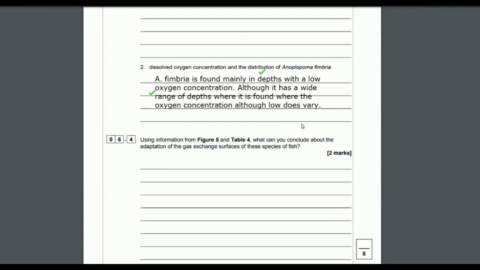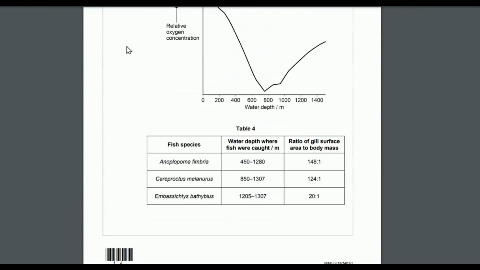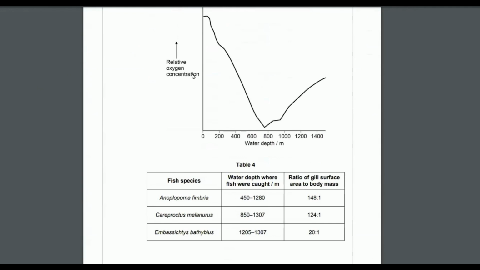Okay, 6.4, using information from Figure 5 and Table 4, what can you conclude about the adaptation of the gas exchange surfaces of these species of fish? So the conclusion we can make here is the fish that operate at the low depths seem to have a large gill surface to body mass ratio.